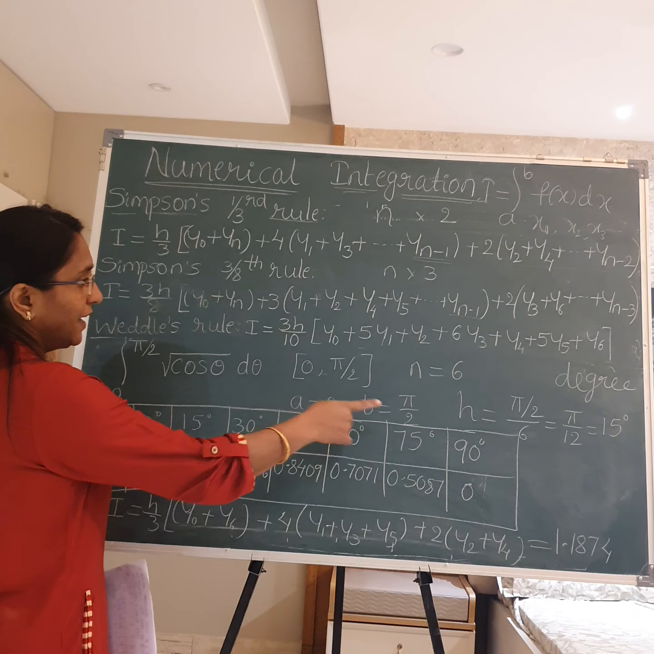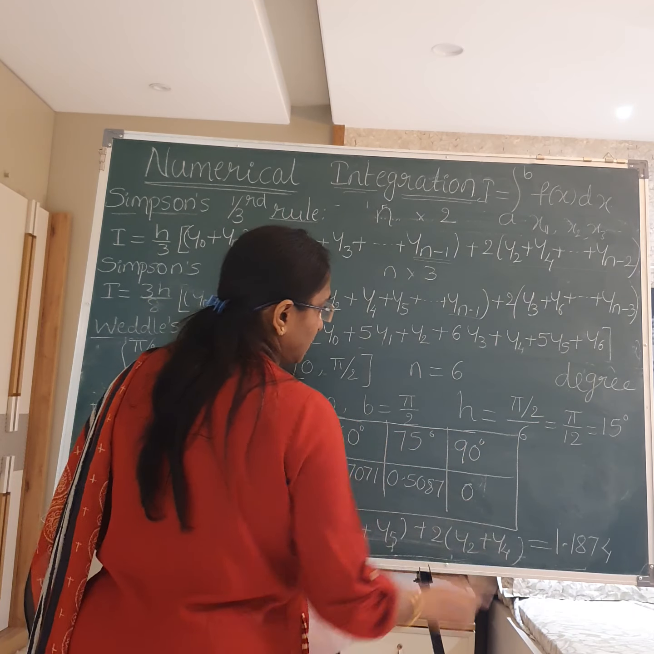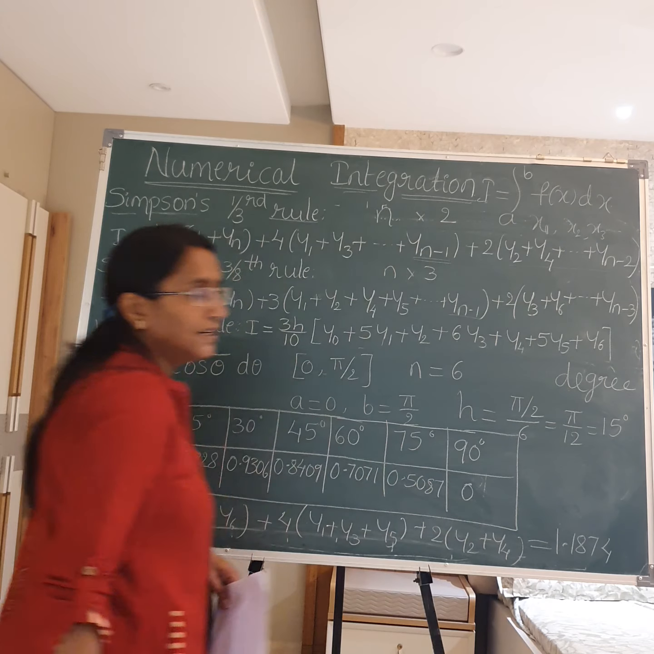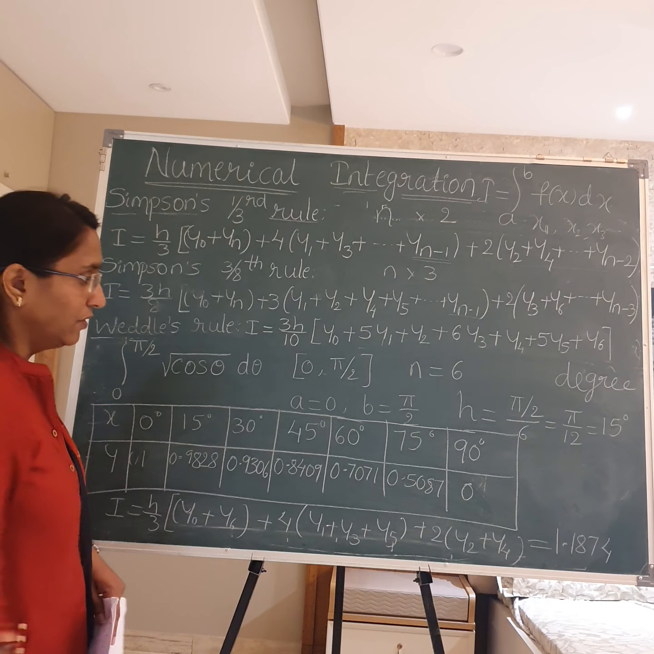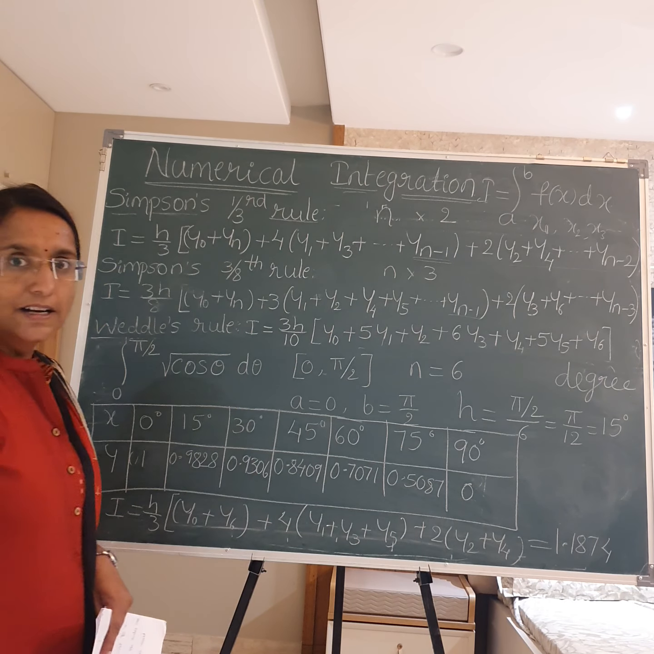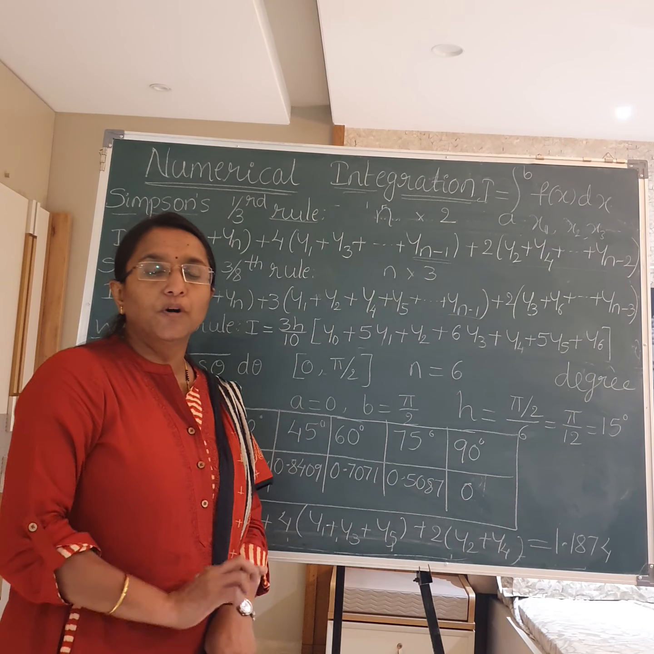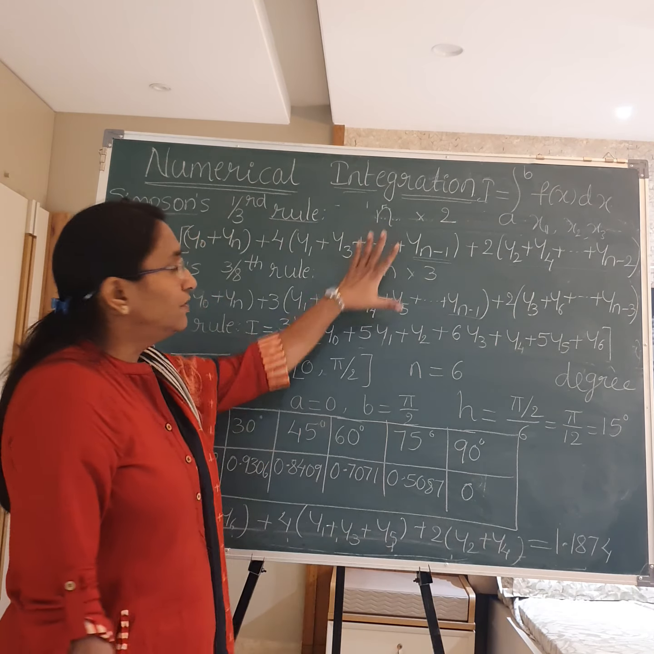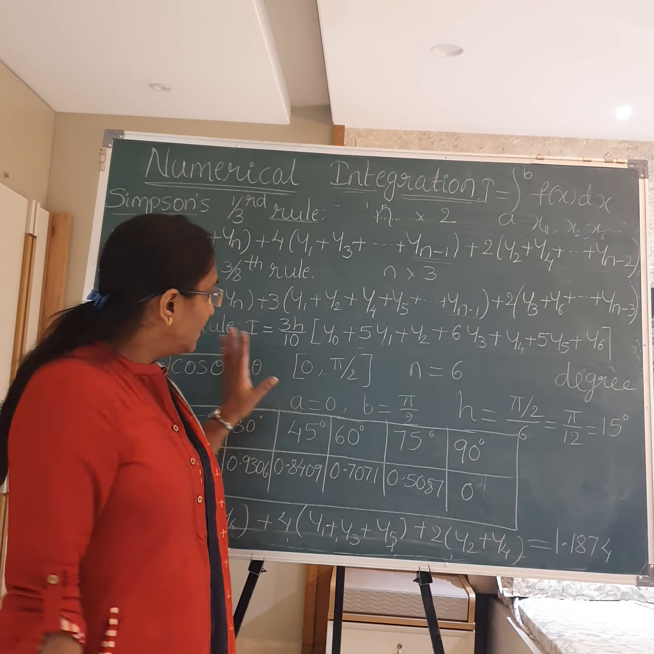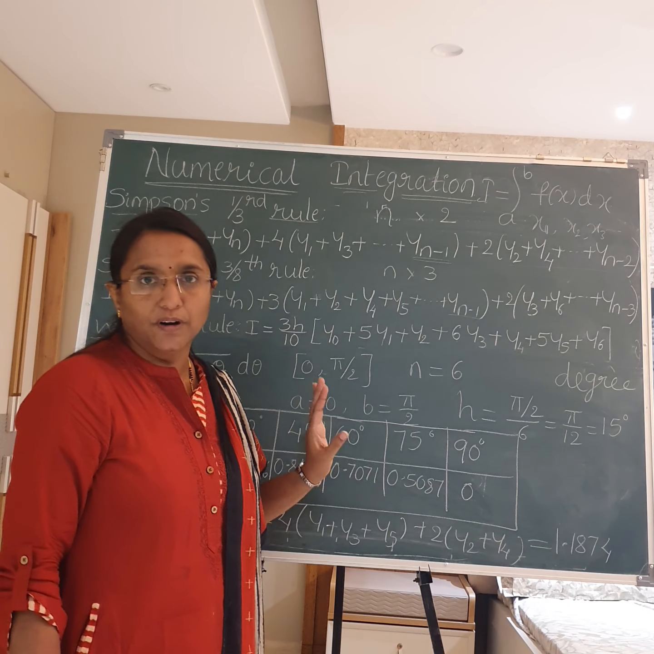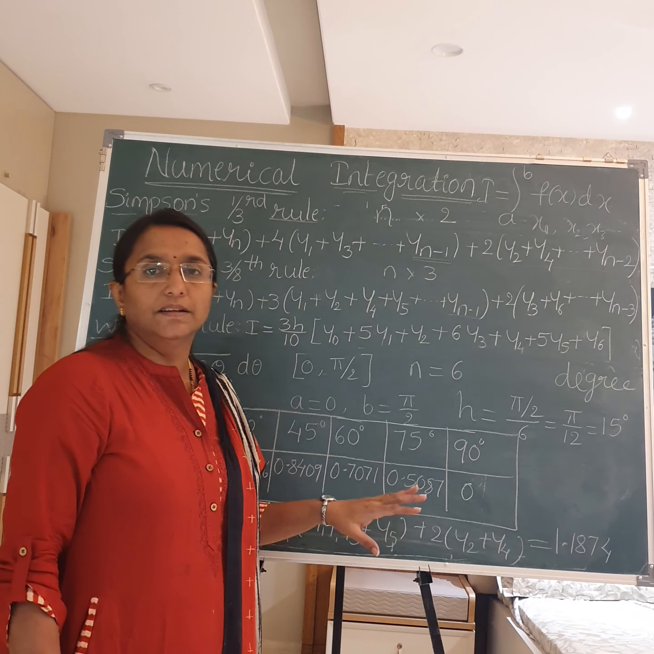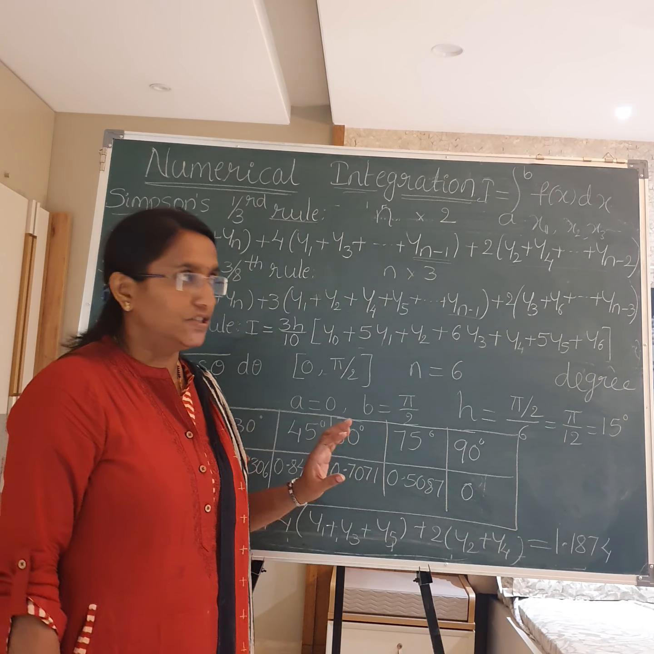So h you take pi by 12, that is 3.142 divided by 12. You will get this answer. So this is about numerical integration. Here the important thing is you should know the formula correctly. Then the calculation part is important. Carefully you have to enter the values and do the calculation.